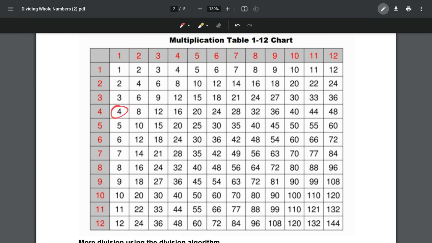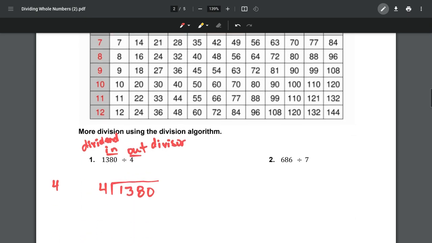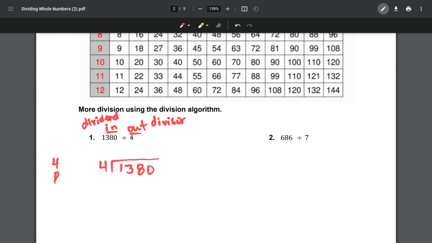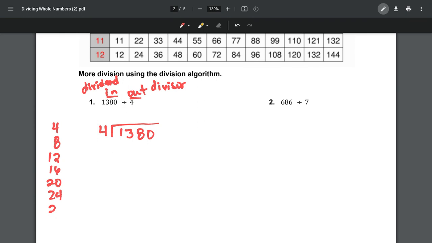You can see if you skip count by 4, you get 4, 8, 12, 16, 20, 24, 28, 32, and so on. Okay, I'm just going to label these over here on the side. Just label a few of those, okay?